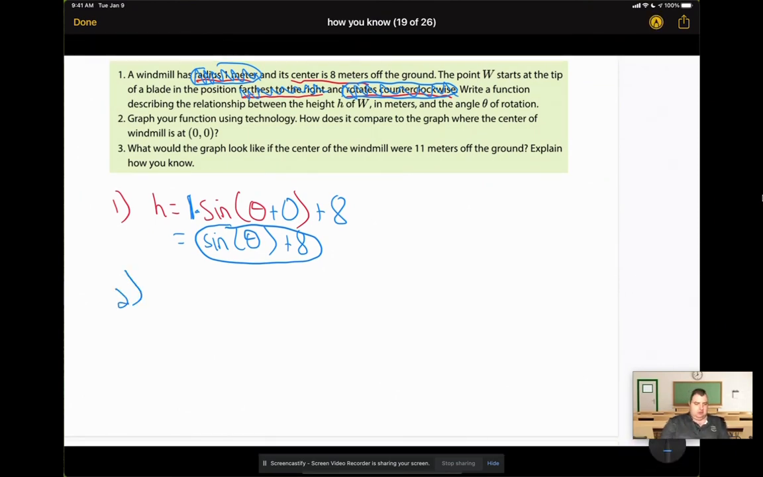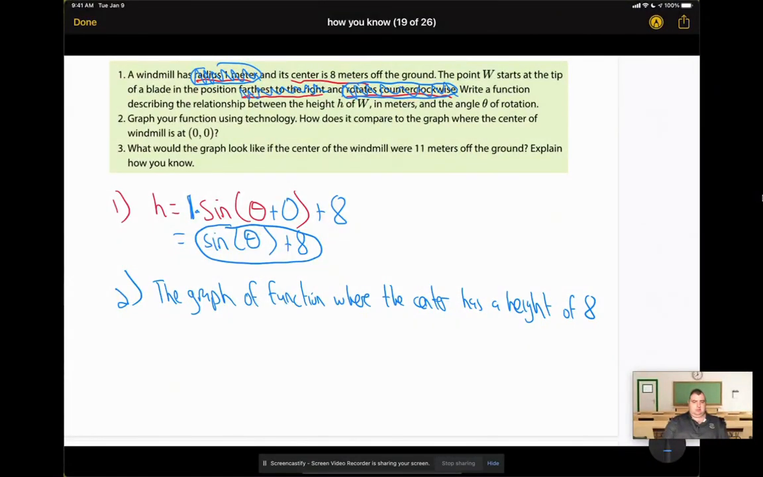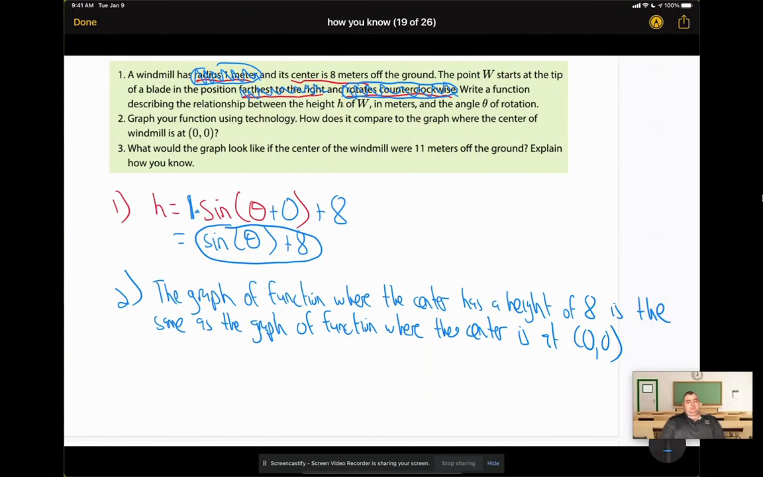So for number 2, the graph of the function where the center has a height of 8 is the same as the graph of the function where the center is at 0, 0, except it is shifted up 8 units.